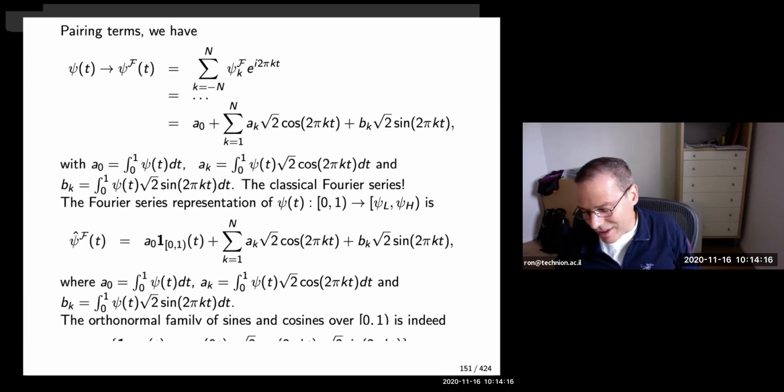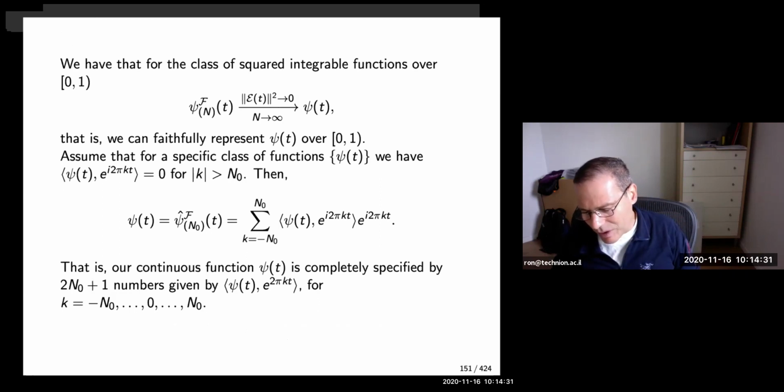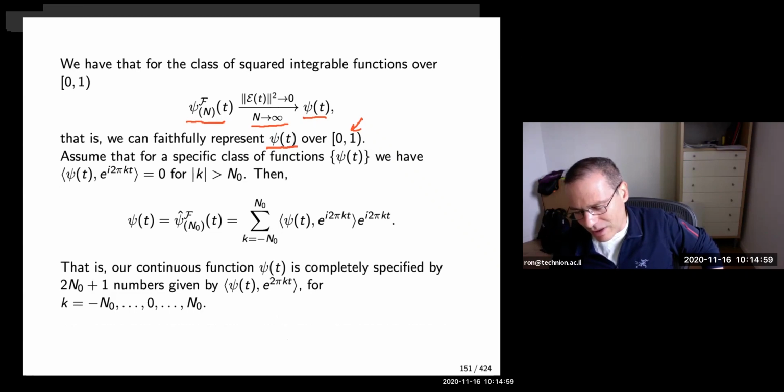And in fact, if you go again into your calculus books, what you would get is exactly this as a Fourier series. Okay, what can we say more about it? We know from our calculus that if we take the limit as n goes to infinity, the Fourier series would converge to my function. So what we can say is that the functions psi of t defined over the interval 0 and 1 would be well represented as we take n to infinity.